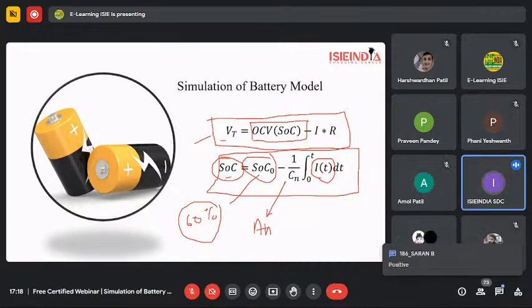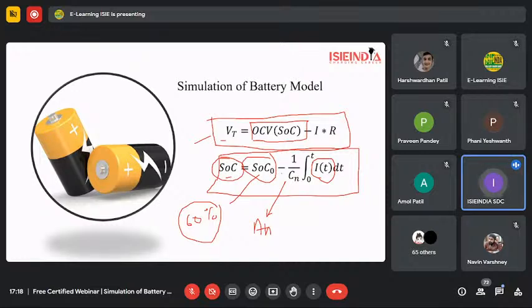So what I want to clear is that whenever the battery is connected to a load, the current from the battery, we are taking out the battery current, so that configuration of current is positive. Positive here and negative, so it will be decreasing. So this term will be decreasing the SOC.